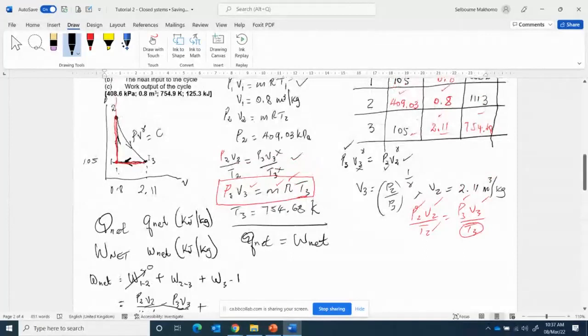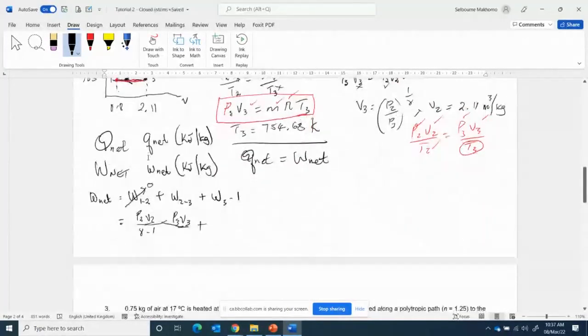Work done between 3 and 1 is what? It's constant pressure. So for constant pressure, it's going to be P bracket V1 minus V3. Which pressure is this P here? P1 or P3, because P1 and P3 are the same, it's 105. So we can say P1 or P3, any of the pressures, because they're the same. From the table that we have already constructed, we have all the pressures and all the volumes. Gamma is given, the volumes are also given and the pressures. Therefore, W net is 126.